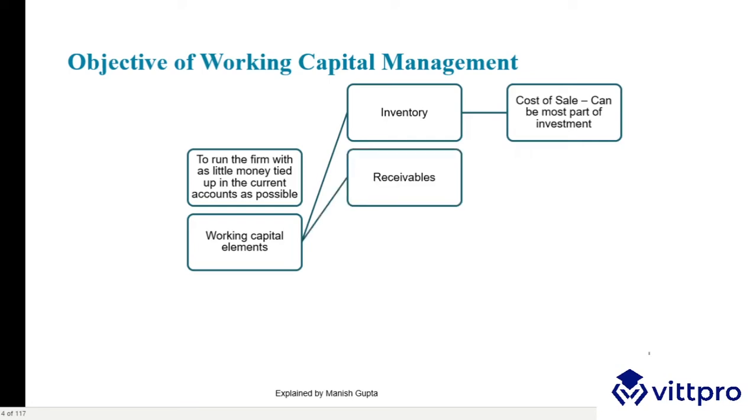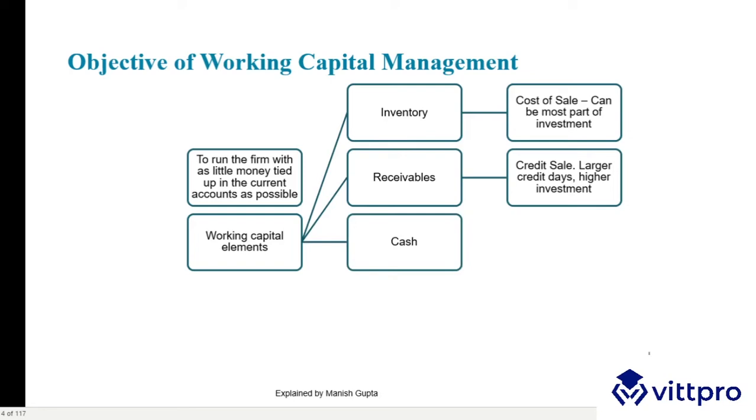Same goes for receivables. The larger the credit, the higher the investment. So we also have a turnover ratio for understanding the receivables, or understanding how many days of outstanding credit you are allowing. Normally companies set up policies to control this, right? In this module we are going to learn what those ratios are.